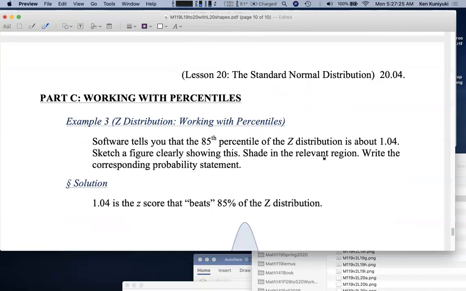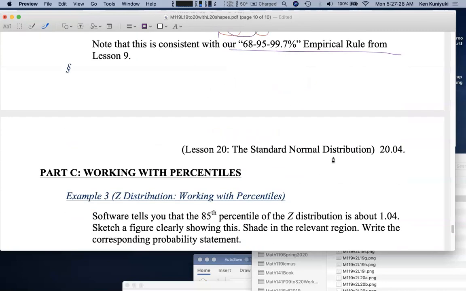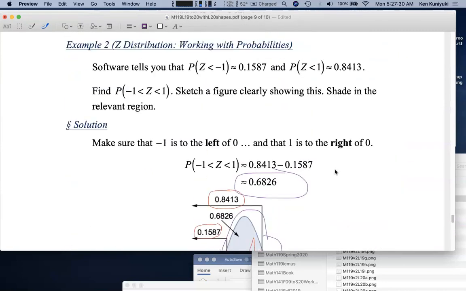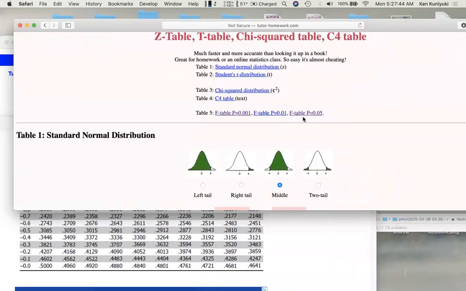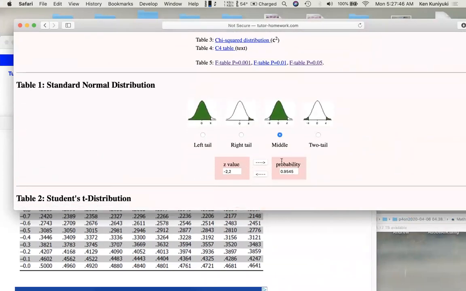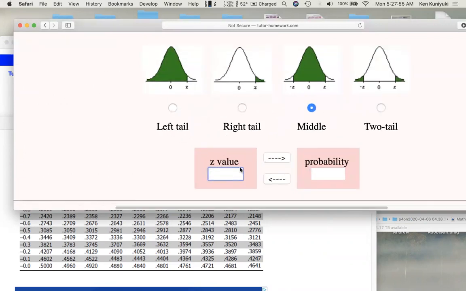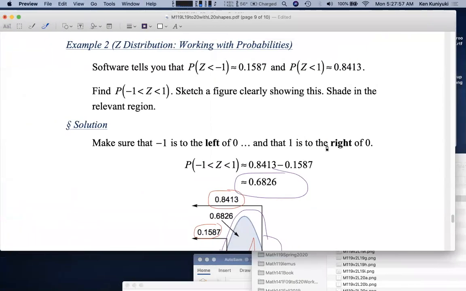Working with percentiles. This is the inverse problem. Before, we asked software to intake z-scores and give us probabilities or areas. So that's what we were doing on this tutorhomework.com site so far, going from z-scores to probabilities. But what if we go backwards? What if we go backwards from probabilities back to z-scores? This is the notion of percentiles.